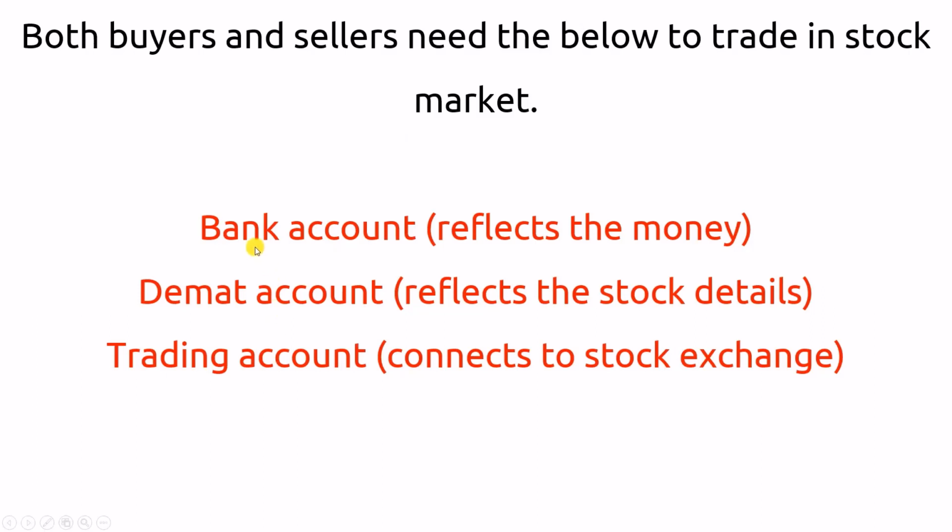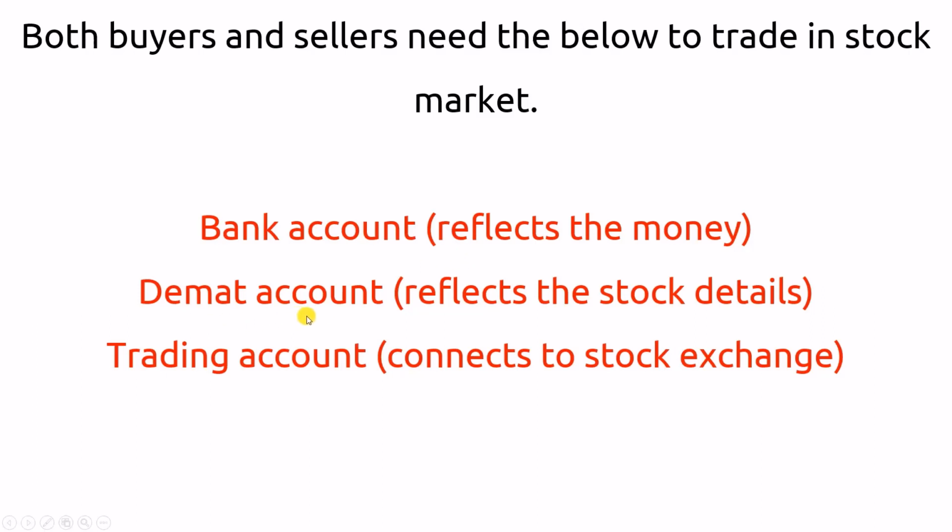A bank account, a Demat account, and a trading account. So the person may be a buyer or a seller. No matter what he is, he needs to have these three accounts. So what is the use of these? A bank account reflects the money. It tells you how much money the person owns.